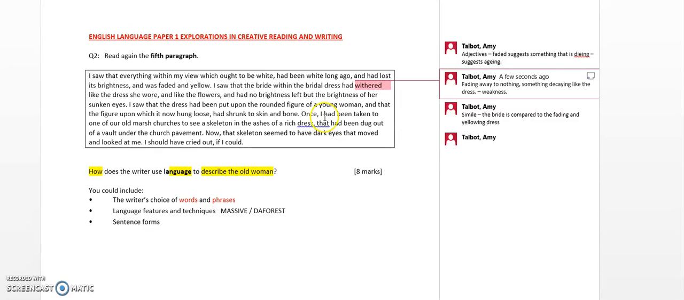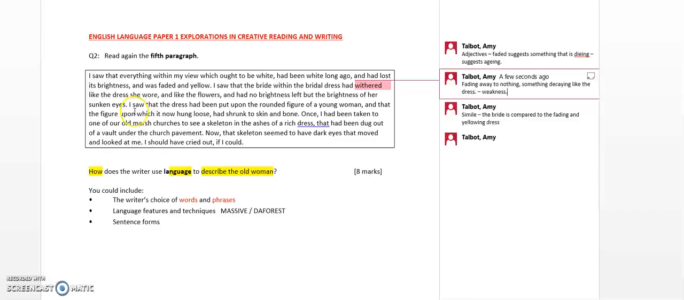So if you were in the exam, then you'd be writing all these comments around the extract. It should take you less time than it's taking me, because I'm talking you through it. But the point is, you're already planning what you're going to write, because you're putting all these annotations around and doing all the thinking about what these words and techniques are making you think or feel. Mine are: this word withered is making me think that she's fading away to nothing, something decaying like the dress, with a connection to weakness.